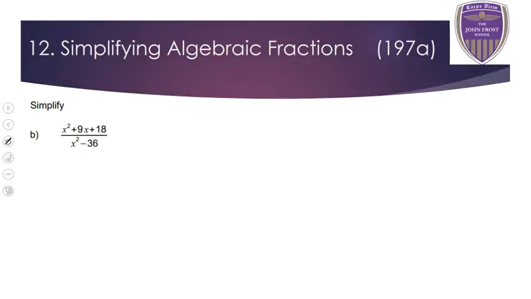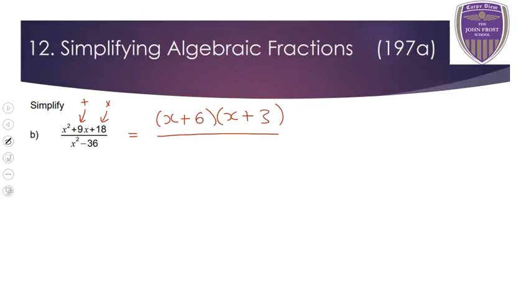Okay, next. Same thing again, right? Factorize both of them. So the top one will go into two brackets, x and x. They're both positive. We're looking for two numbers that multiply to make 18 and add to make 9. If you're unsure, list your factors of 18, but it's 6 and 3.